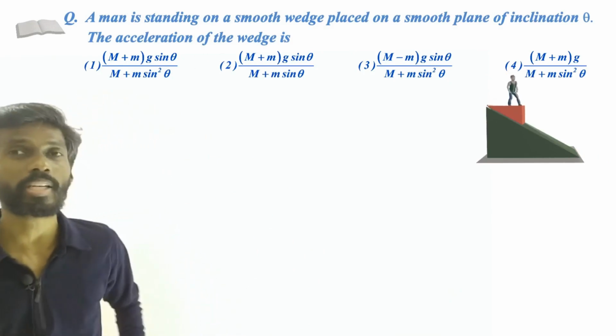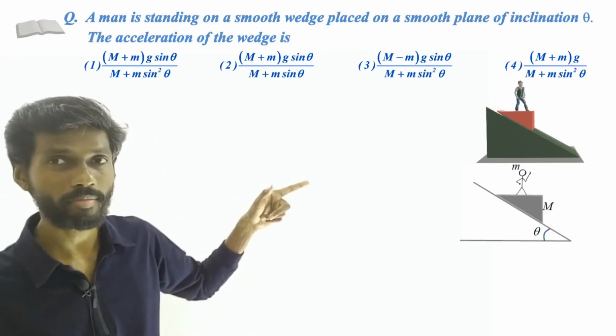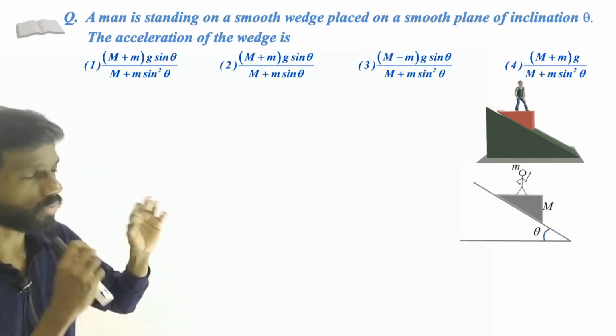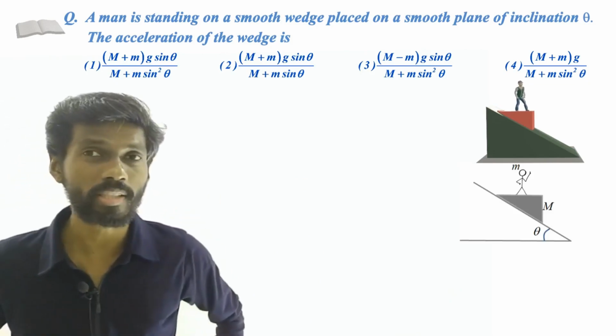So there are two objects we have to consider here, the wedge and the boy. So let us consider these two. So for this wedge, what are the forces acting on it along its motion?